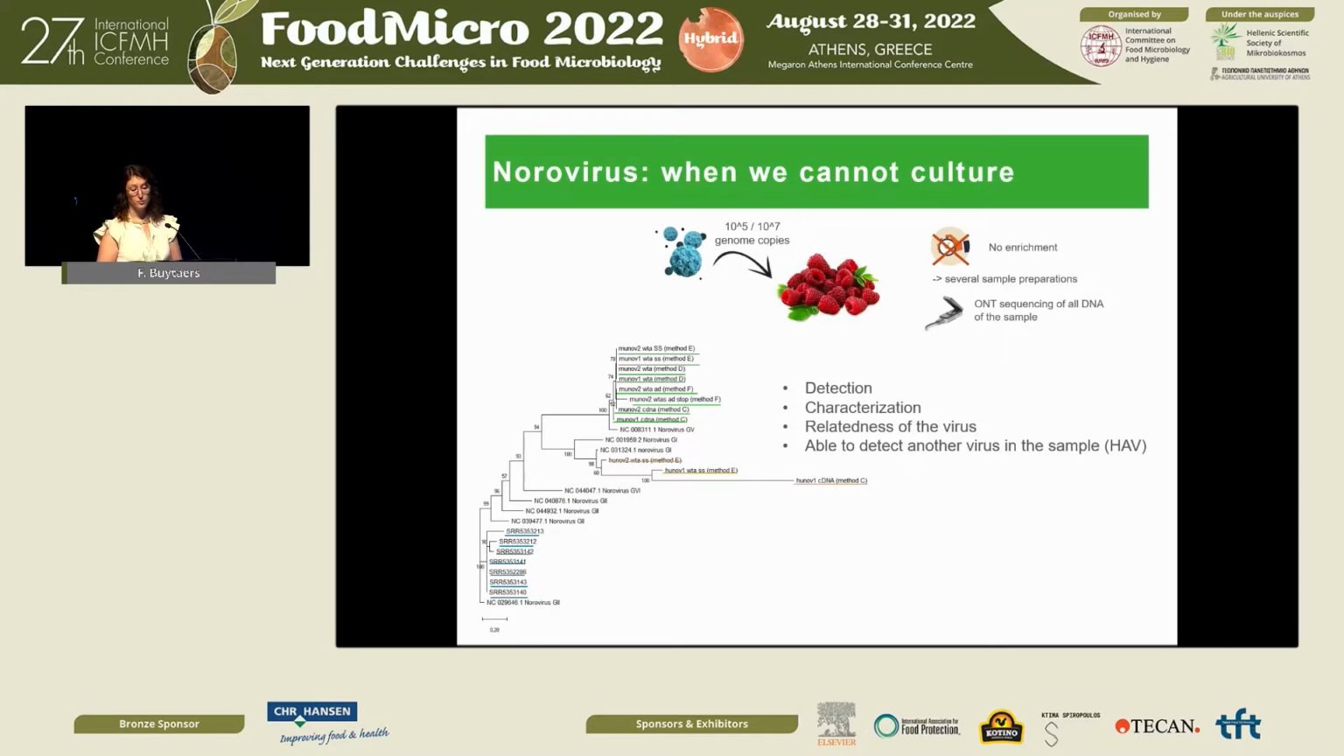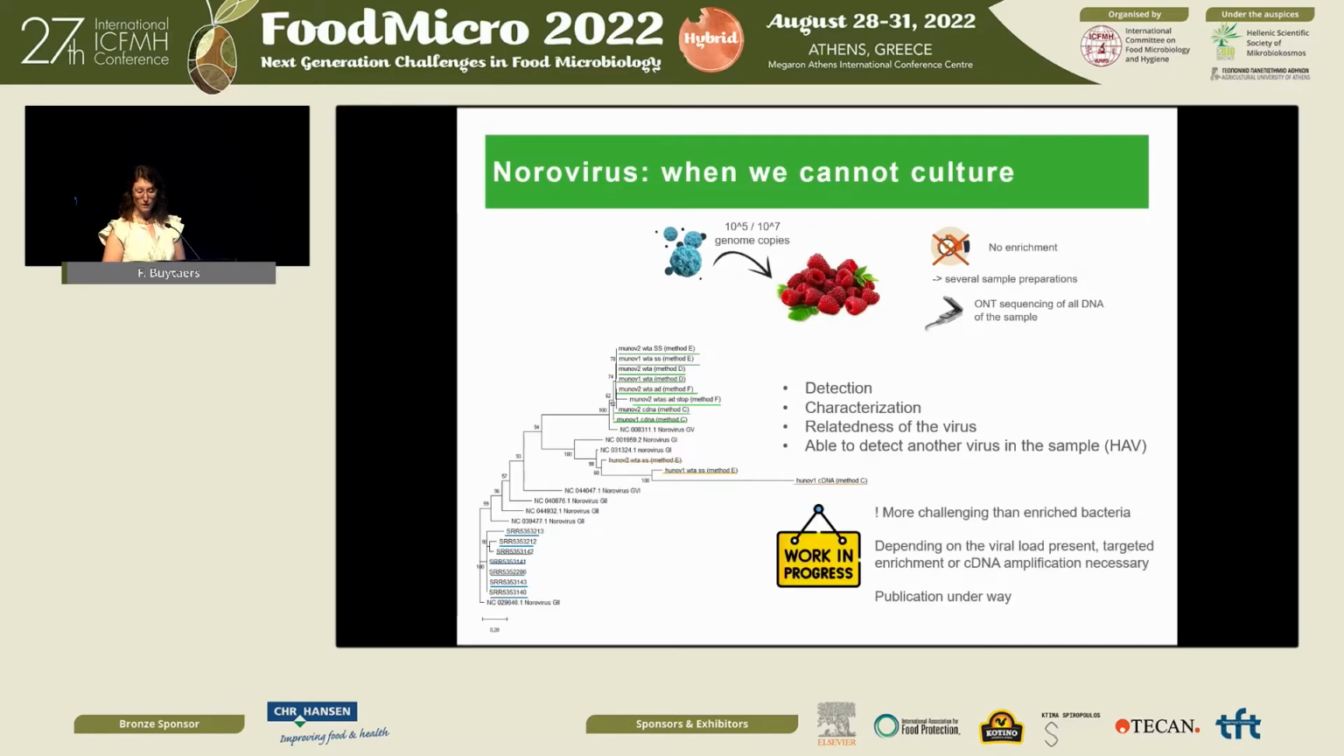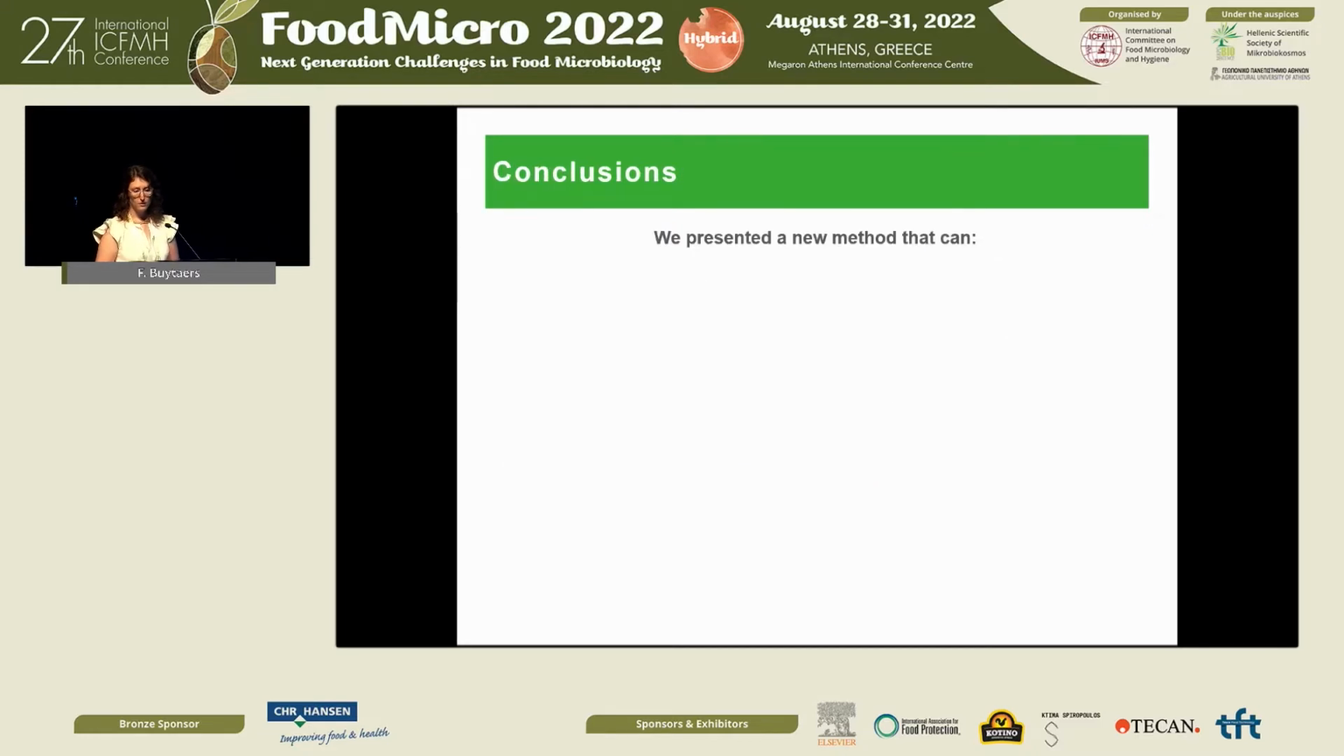We were also able to detect another virus that was present in some of the samples, the hepatitis A virus. This is still a work in progress. It's more challenging than working with enriched bacteria. But so far we could see that depending on the viral load present, targeted enrichment or cDNA random amplification was necessary. And the result also depended on the RNA extraction method. The publication is underway. So, some conclusions.